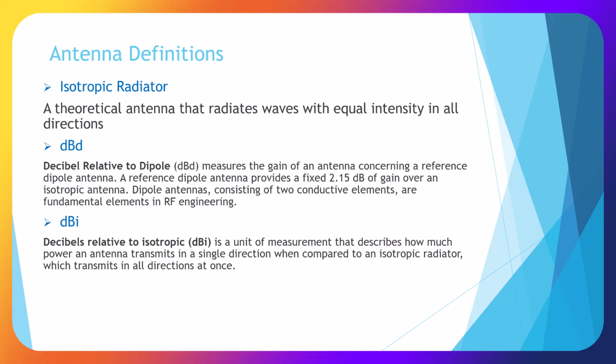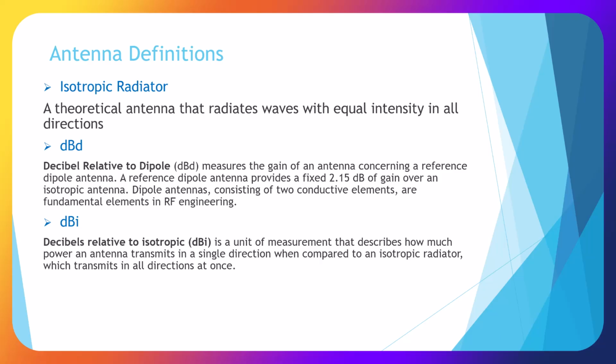Alright, let's take this time to look at some antenna definitions. We have an isotropic radiator. It's a theoretical antenna that radiates waves with equal intensity in all directions. Actual antenna doesn't do that. Next one would be dBd, decibels relative to a dipole. So it measures the gain of an antenna with respect to a reference dipole antenna. A reference dipole antenna provides a fixed 2.15 dB of gain over an isotropic antenna. Dipole antennas consisting of two conductive elements are fundamental elements in RF engineering.